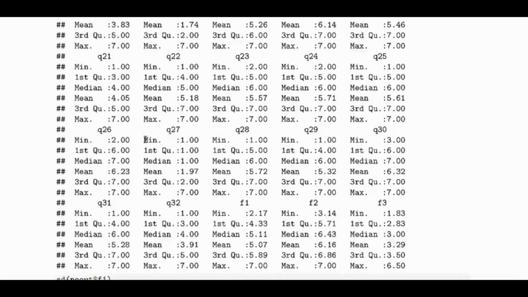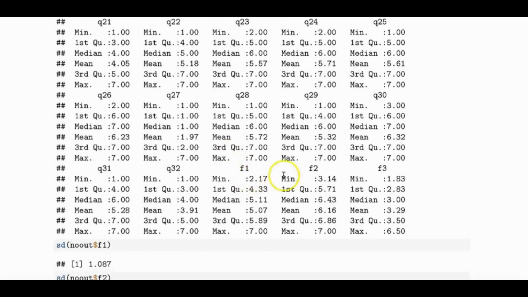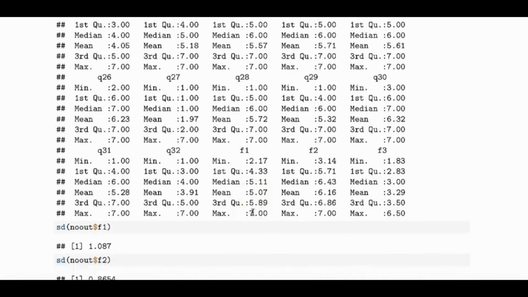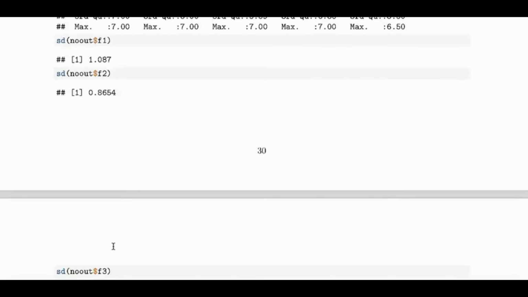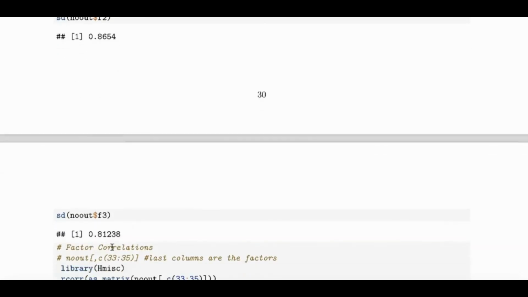So I can use the summary no out again, and it gives me all of the summary for all of the items, but if you look at the end, I have 3 new variables for the factors. Now I have the mean for each factor, and I can just do standard deviation no out, $factor 1, and that's going to give me the standard deviation for each of the factors. So I can report that as well.